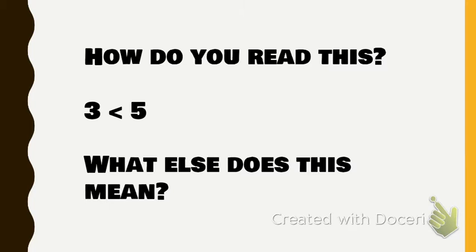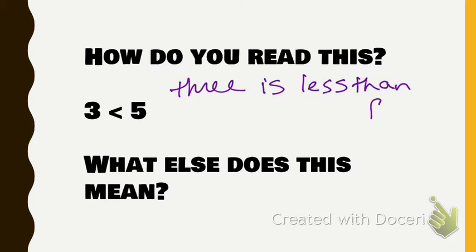Alrighty, so how do you read this? How do you read this statement? Can you put it into words? All right, this says 3 is less than 5, right? 3 is less than 5. Now, what's another way to say that?